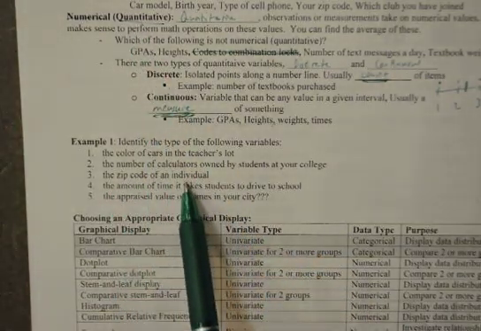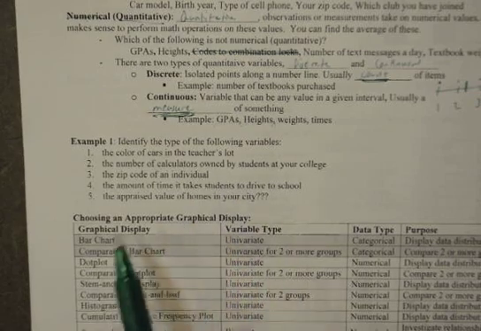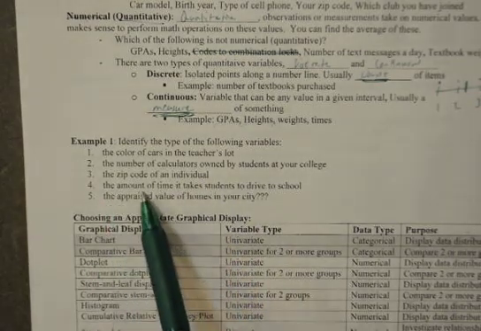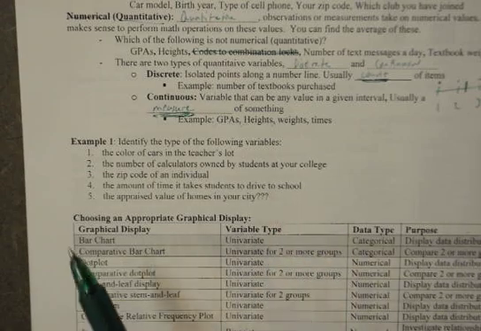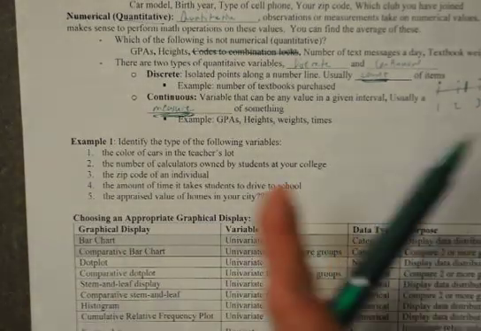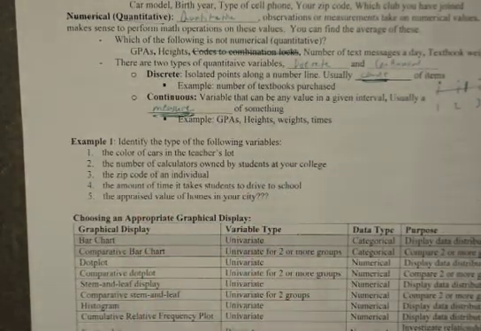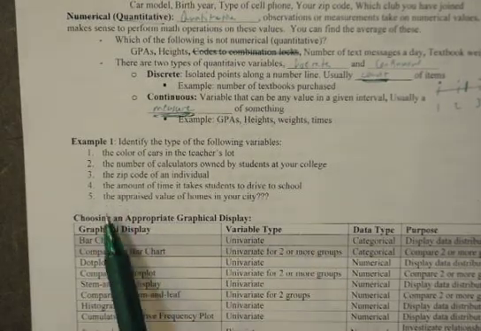The zip code of an individual. That's categorical. Even though there are numbers involved, it's a category. The amount of time it takes students to drive to school. That is definitely numerical because you can find the average of it. And it could take on anywhere from 5 minutes to 10 minutes and anywhere in between. So this would be continuous.